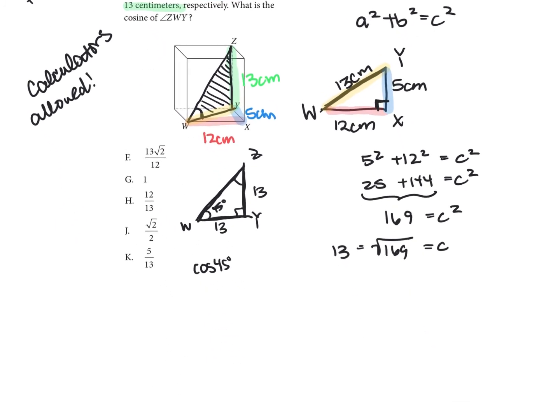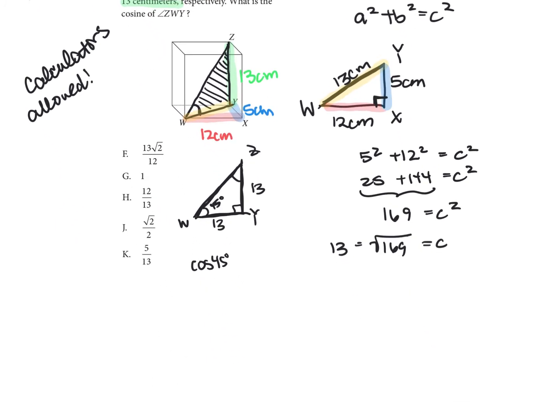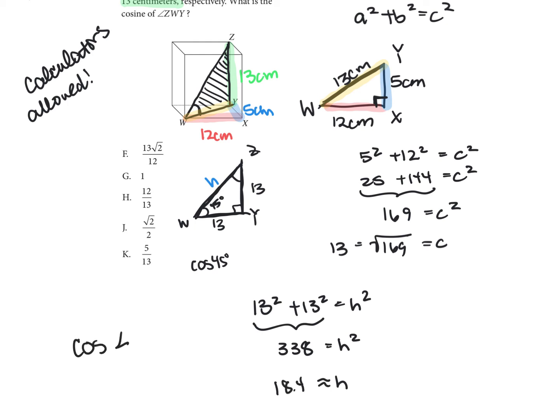And you can do the exact same trick to find out. I'm going to call this H for hypotenuse. You could say, okay, cool, 13 squared plus 13 squared is equal to H squared. This will get you 338 is the same as H squared, and H is approximately 18.4. Then the cosine of the angle ZWY is equal to 13 adjacent divided by 18.4. If you plug it into a calculator, this is about 0.7.